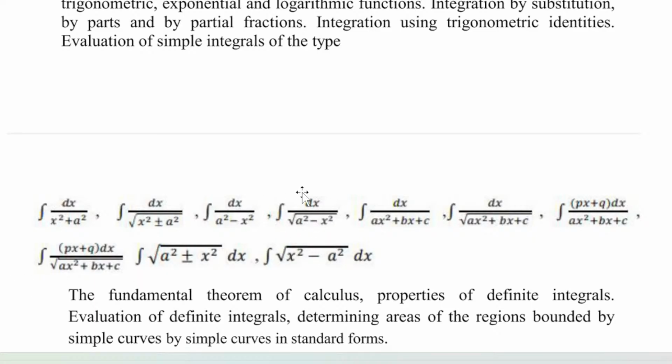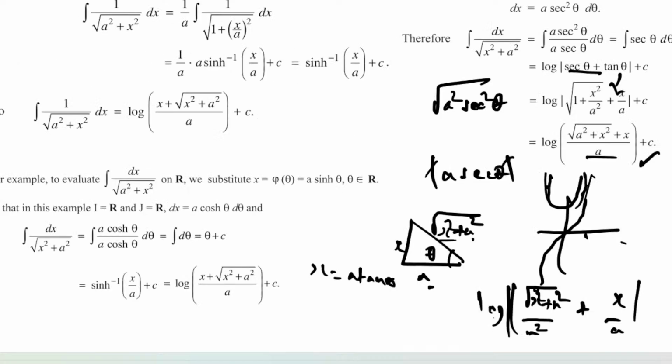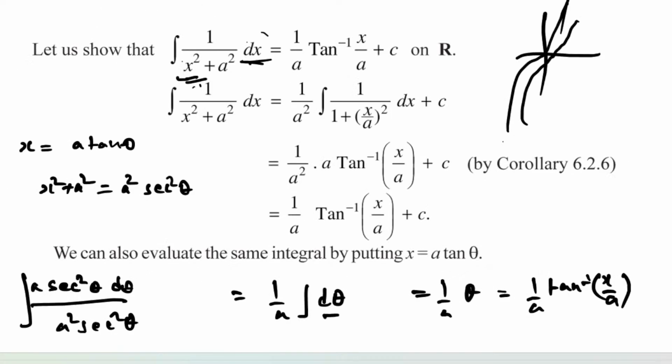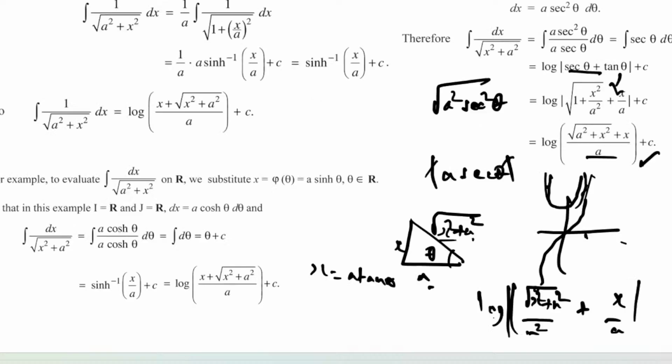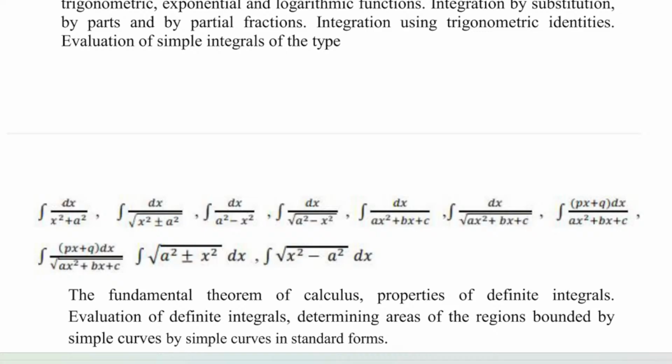And what is this one? This one is straightforward. We just did sine inverse x by a. We'll take a common, x by a is t, so sine inverse x by a. These two are pretty easy, right?